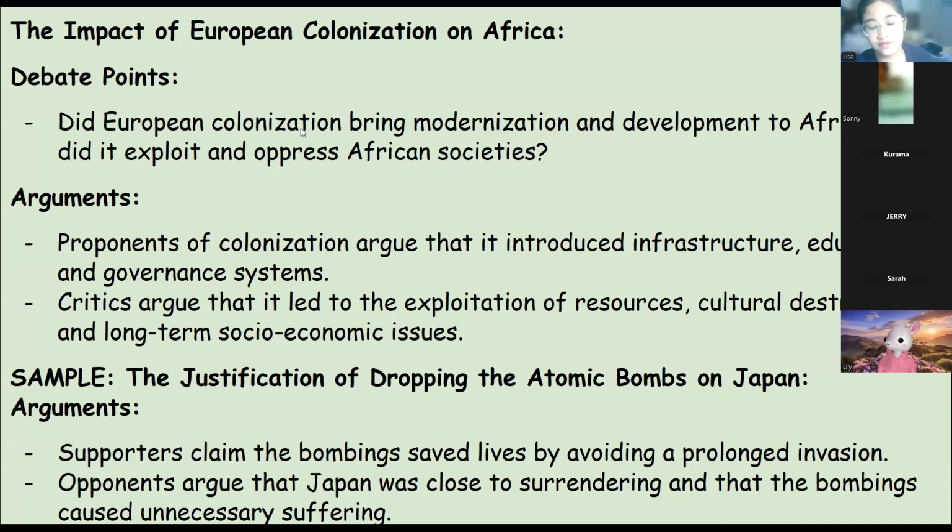And now we have a few examples of what the debate point and the argument are, and we have a sample, which is the justification of dropping the atomic bombs on Japan. This is like the Americans, they dropped atomic bombs, for example, on Japan, which killed a lot of people, 2 bombs. Yes. Firstly, we have the impact of European colonizations on Africa.